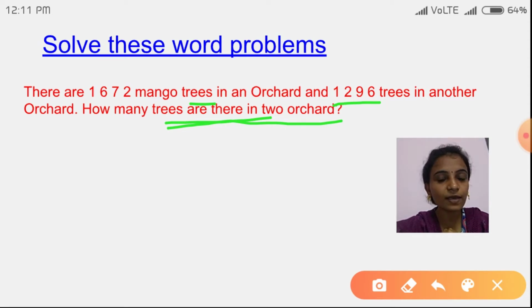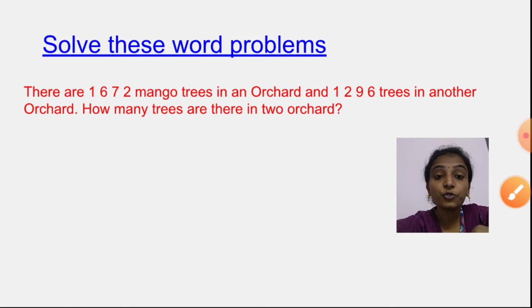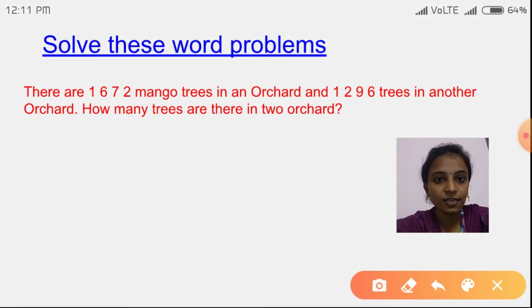Total is one of the keywords I have told you, total number of trees. That means we have to do addition. Right? So how do we write the steps? To write the steps, first we have to see the question. Again I am reading the question, listen carefully. There are 1672 mango trees in an orchard. So give a break up to here. Now we have to write the step for that.